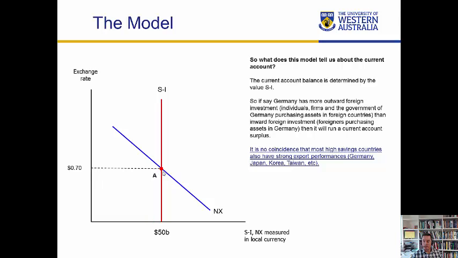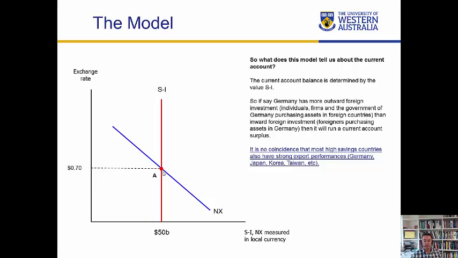That money is being used to purchase shares and bonds and real estate in other countries around the world. But then Germany is effectively receiving that money back through its current account surplus. So at the end of the year, Germany has sold $50 billion worth of exports to foreigners, and they're now holding $50 billion more of shares, real estate and bonds than they had at the end of the previous year.